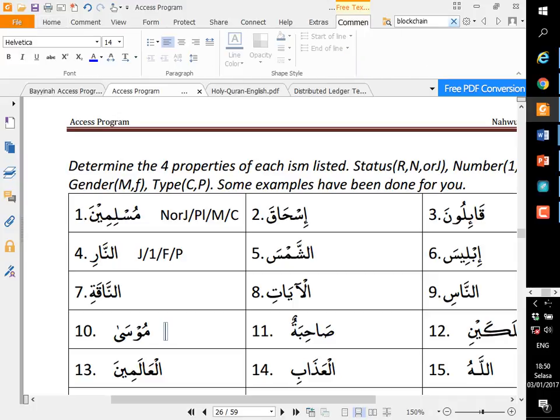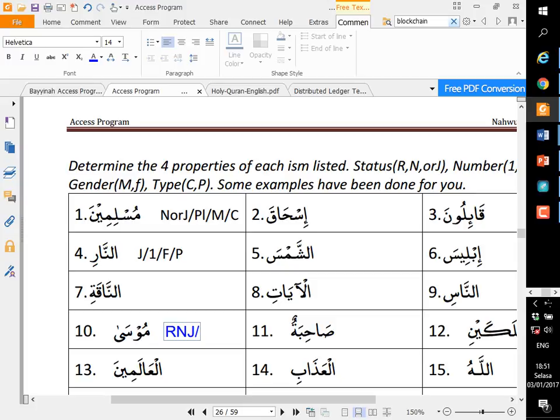Musa. What's the status? So it can be Musu. So what should we write? We write rafa, nasb, and jar, because we have these three possibilities. It's a non-flexible word. Musa has this alif maksura in the ending, so it can be rafa, nasb, or jar. It depends on the context. After you know the whole sentence, you will know if it is rafa or jar. If you only found one word, you can write down all three.